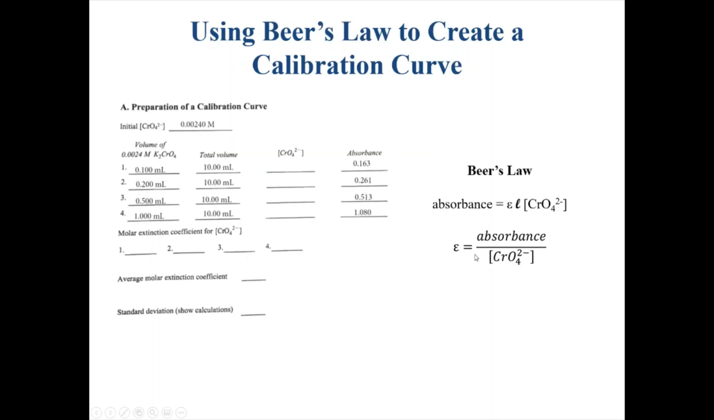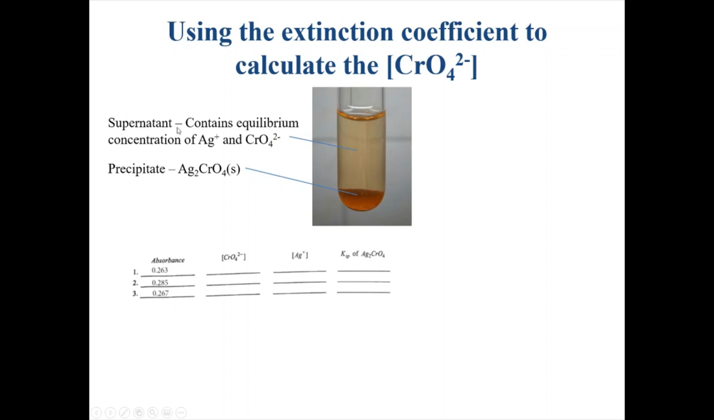Okay, so now that we know the average extinction coefficient, if we have an absorbance, we can use that extinction coefficient to figure out what concentration we have in an unknown sample, which is what we need because our sample contains the chromate and we don't know the concentration of chromate in that supernatant, and we need to find it out.